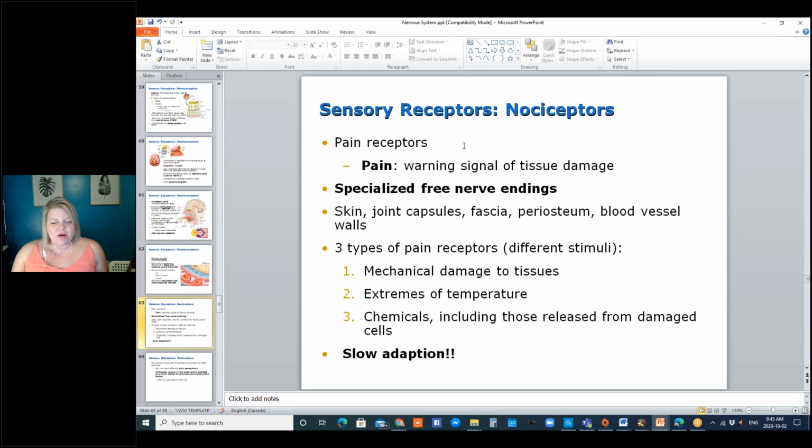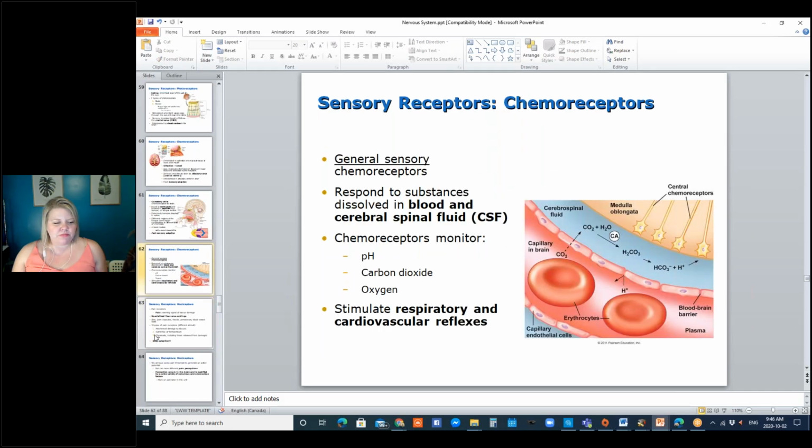Nociceptors, which are very interesting for us in healthcare to help people with pain. Pain is really just a warning signal of tissue damage. So it's a good thing, even though it can be a huge nuisance. It is slowly adapting receptors. So the stimulus continues to cause the sensation of pain, even though it is a constant stimulation, which is why it's such a pest.